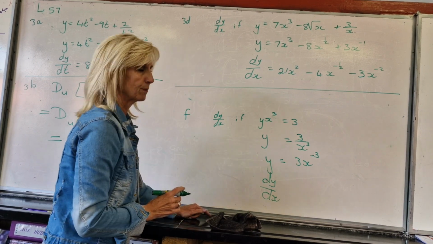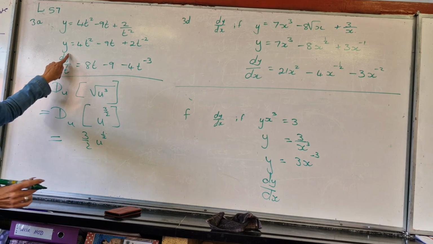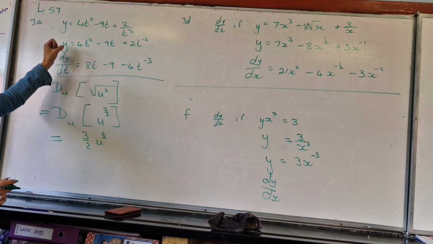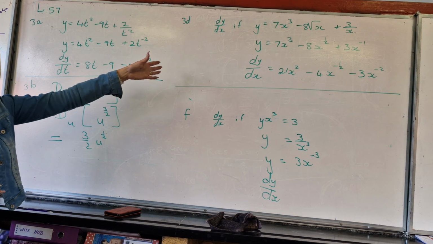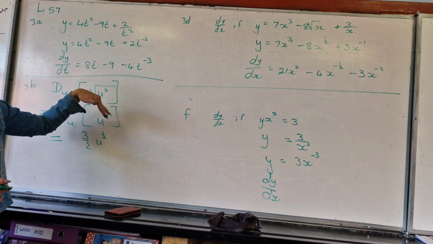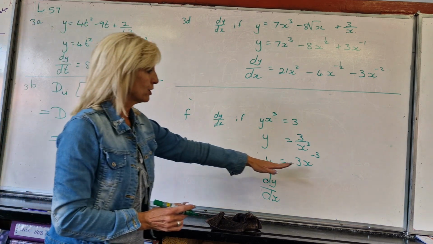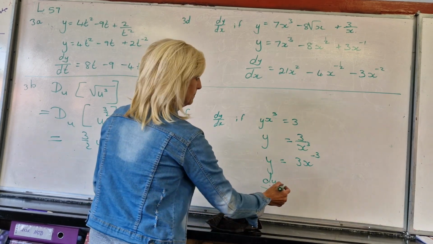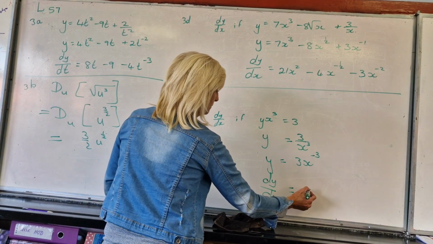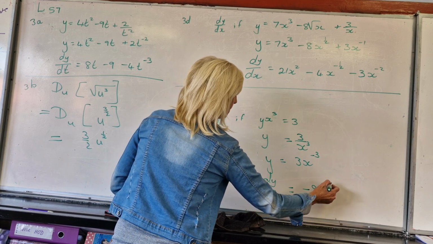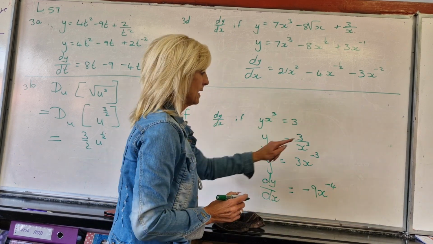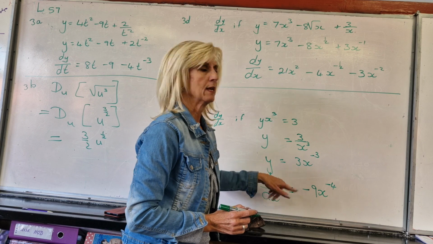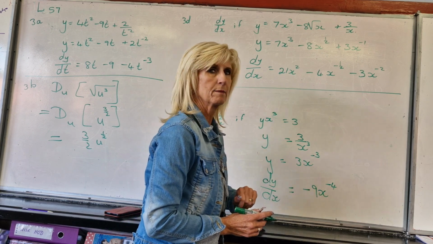So this is crucial. If this says dy dt and it wasn't y alone in terms of t, you had to make it right first before you can derive in terms of t. I had to get the y alone first, now I can derive in terms of x, which will give me minus 9x to the negative 4. Okay, you got it. Exponent times coefficient, minus 1 from the exponent.